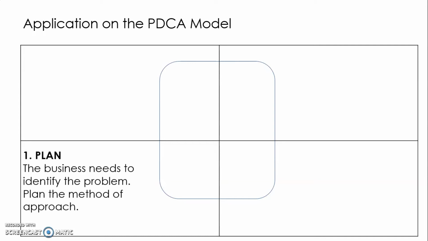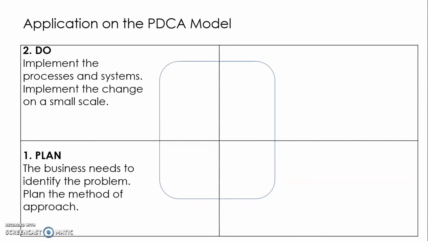Let's look at the content now. The P stands for plan. The business needs to identify the problem. In so doing, we plan the method of approach. The D stands for do. Implement the processes and systems. Implement the change then on a small scale.